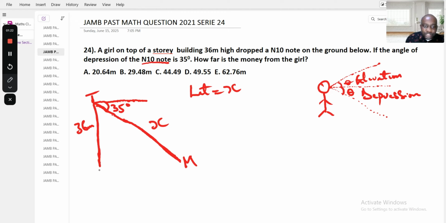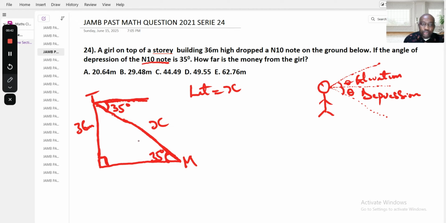Now let's close the ground. This is the top of the building, the bottom of the building, and the ground where the money is, we can join it together, isn't it? There's something we usually call in mathematics alternate angles. If this space is 35 degrees, this space will also be 35 degrees. It is called alternate angle. If this way is 35, this way will be 35. If you look at it, they are the same thing. The way they curve is the same thing. Now, this space will be 90 degrees.